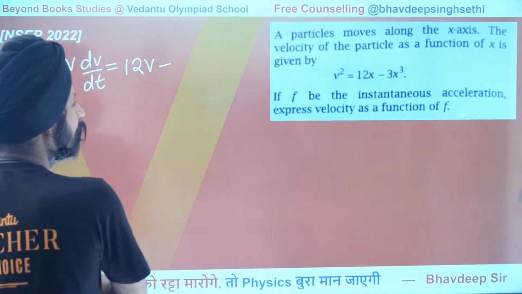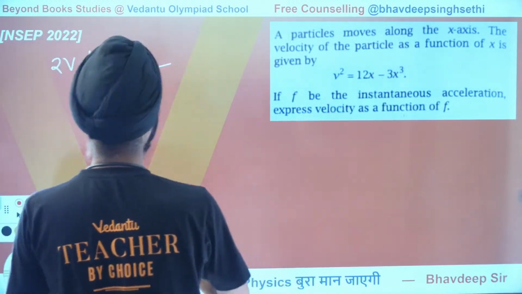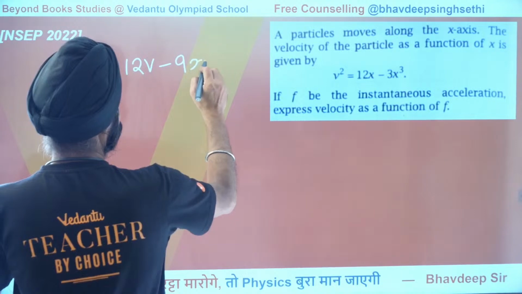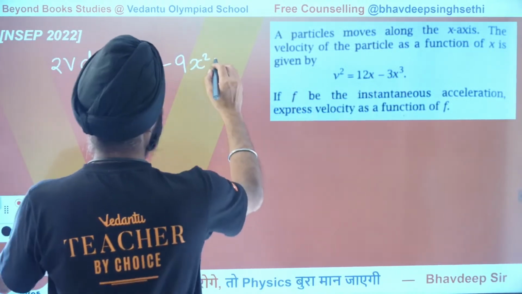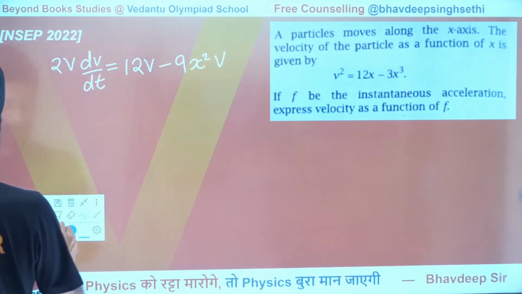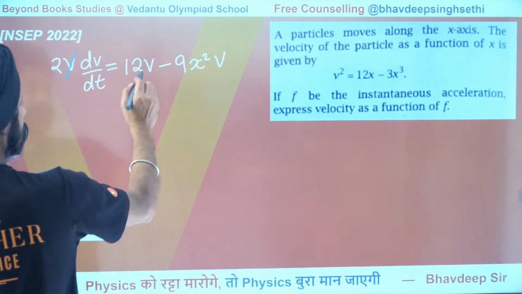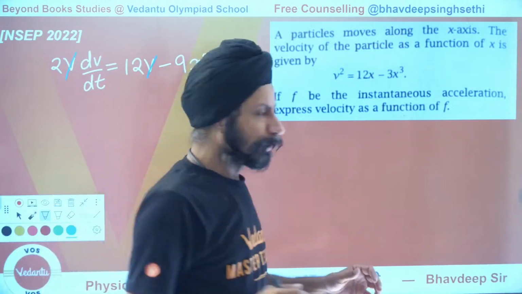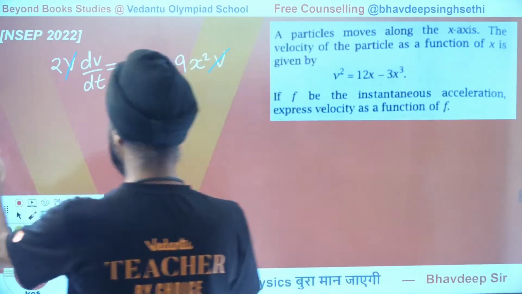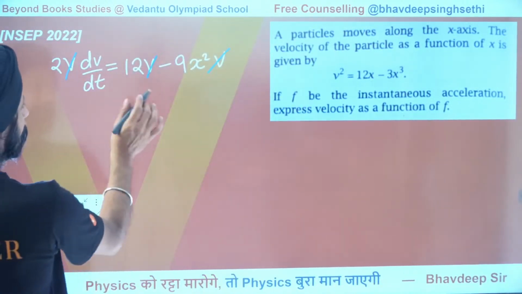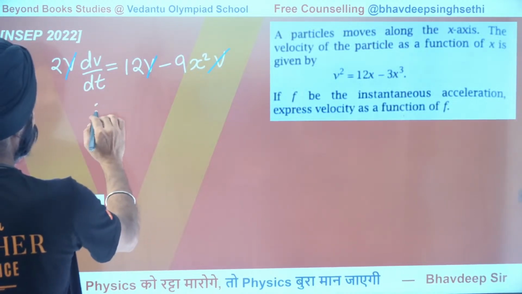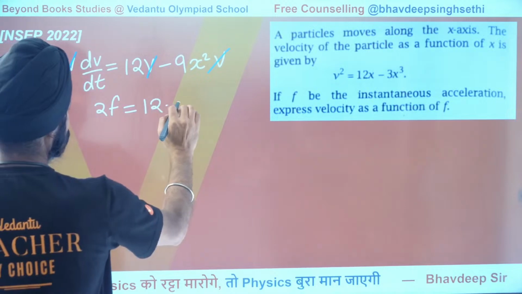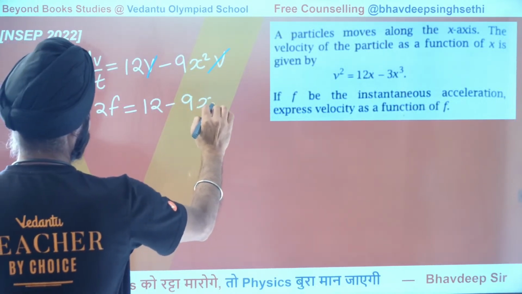Now using the chain rule, I get this as 9x squared times dx by dt, that is again v. Now you can clearly see this v gets crossed out. That's the beauty of this. So now we have an expression in x and f. Let's rewrite this equation. What I'm getting here is 2 times f is equal to 12 minus 9x squared.